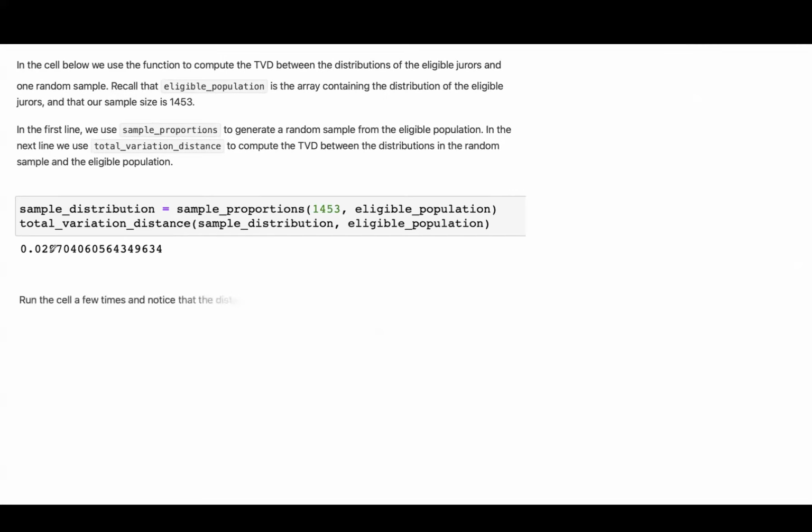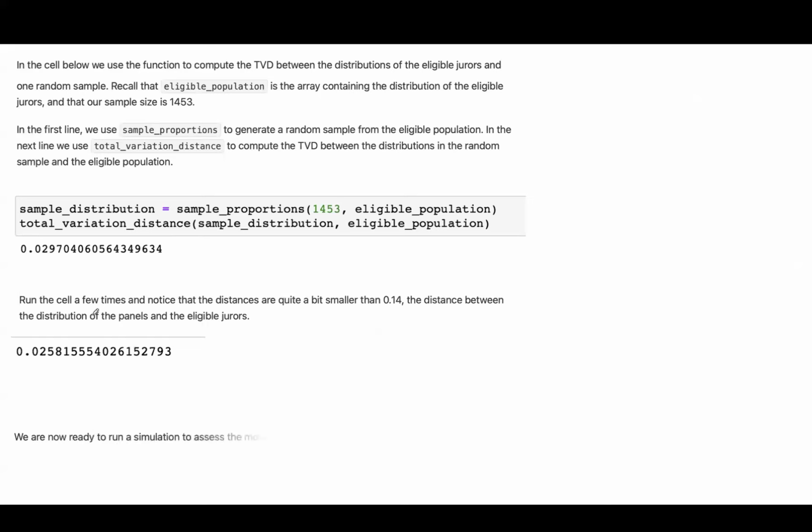What if I repeat this cell? If you rerun the cell a few times, you're going to get numbers that are quite close to 0. For example, if I run it one more time, I get 0.026. If I rerun it again, I get 0.016.